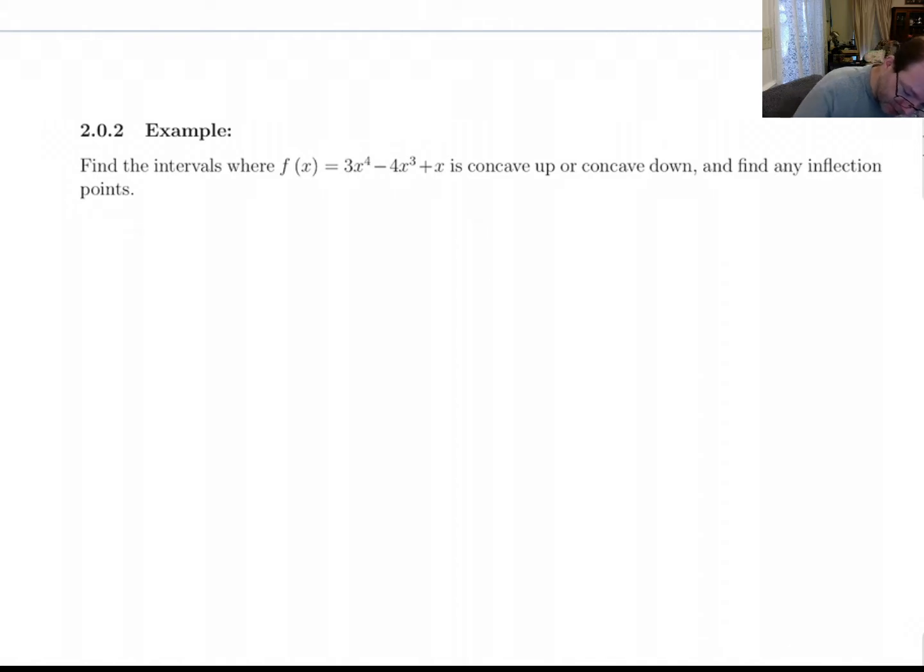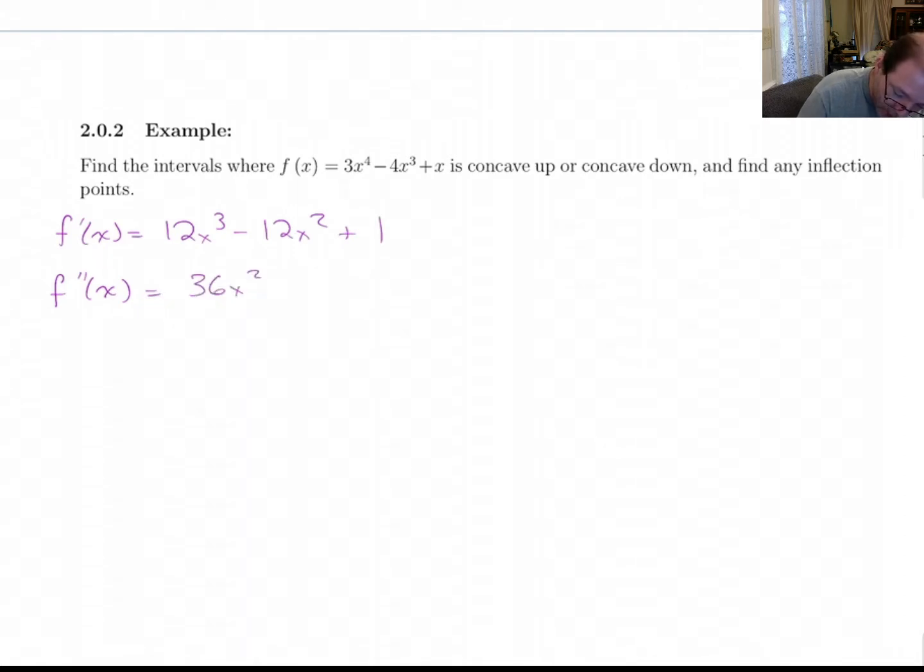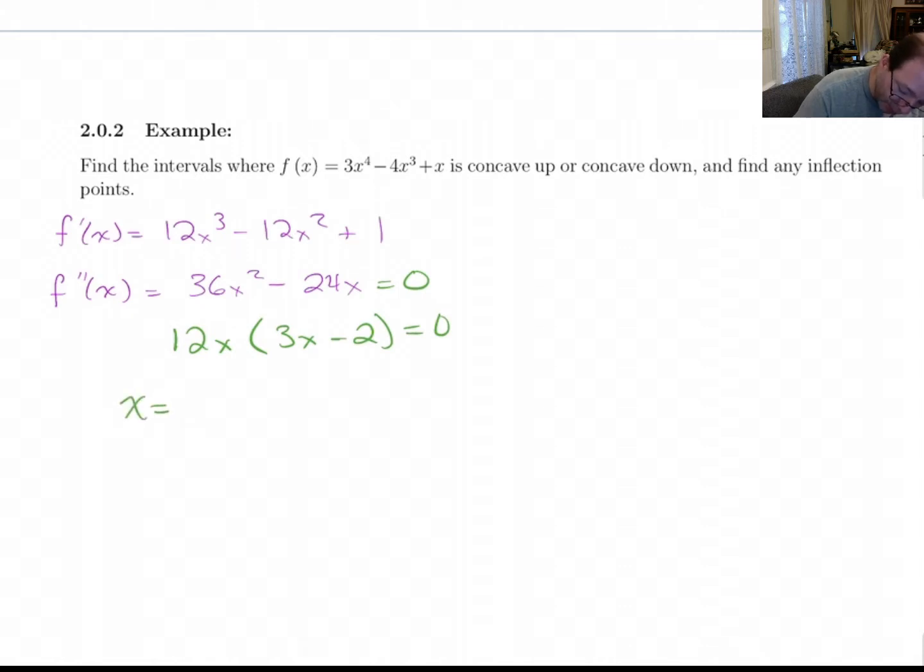So let's do this. To get the inflection points, take the second derivative. So f prime is 12x cubed minus 12x squared plus 1. F double prime is 36x squared minus 24x. And if I take that and set it equal to 0, that'll give me my hypercritical numbers. If I factor out a 12x, I'm left with 3x minus 2. So that gives me hypercritical numbers of x equals 0 and x equals 2/3.